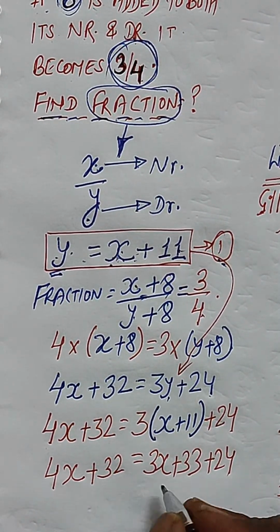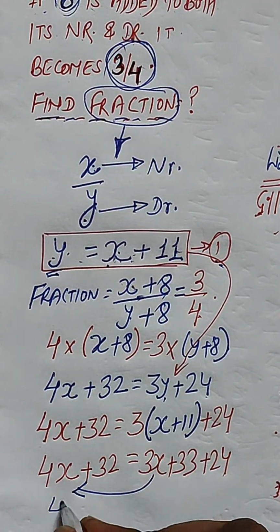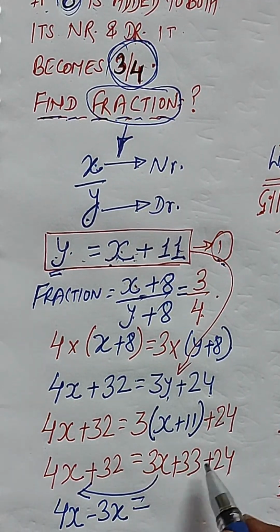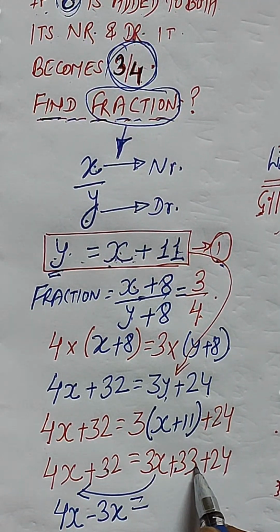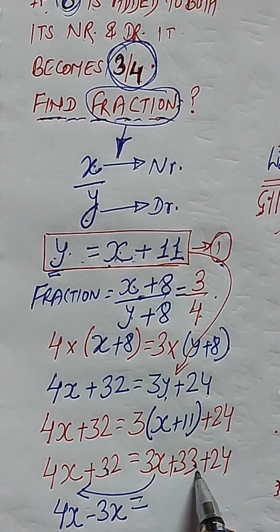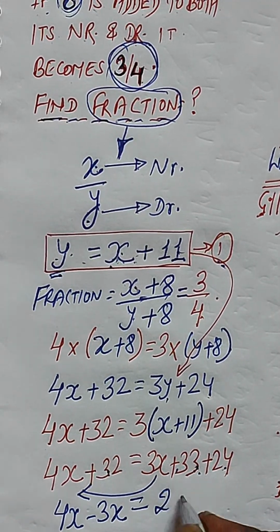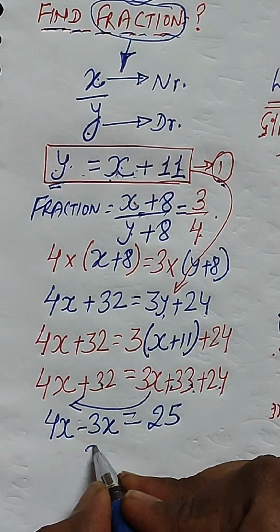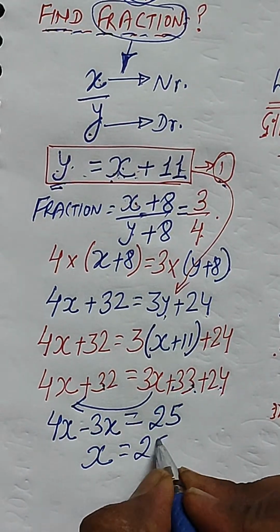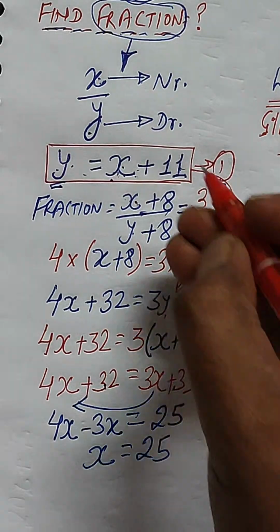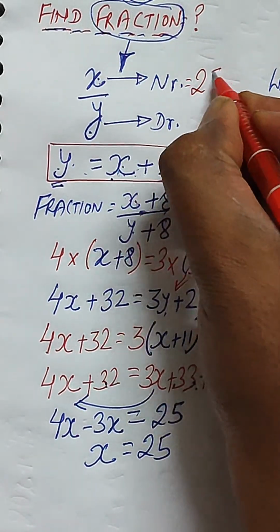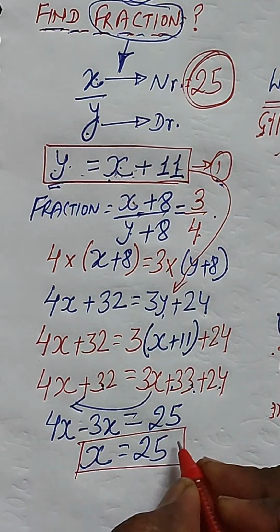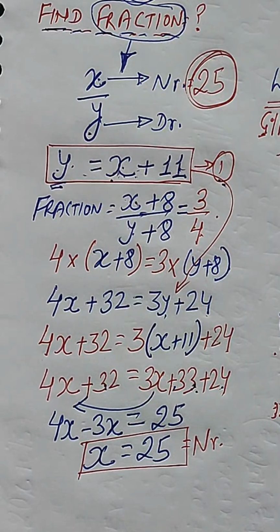Now when 3x goes to the LHS, it will be 4x minus 3x is equal to 32 going to the RHS. 33 minus 32 will be 1, and 1 plus 24 is 25. So the value of x is calculated and the value of x is 25. That means the numerator is 25, right? x equal to 25 is the numerator of that fraction.